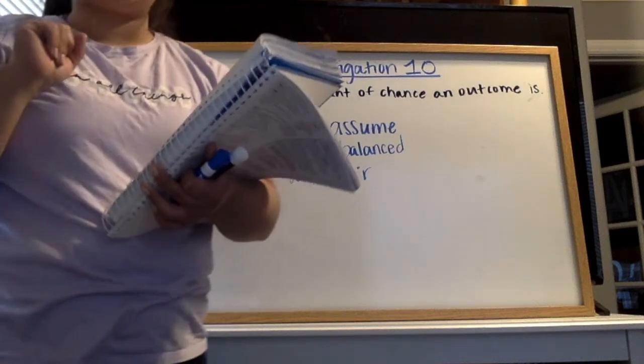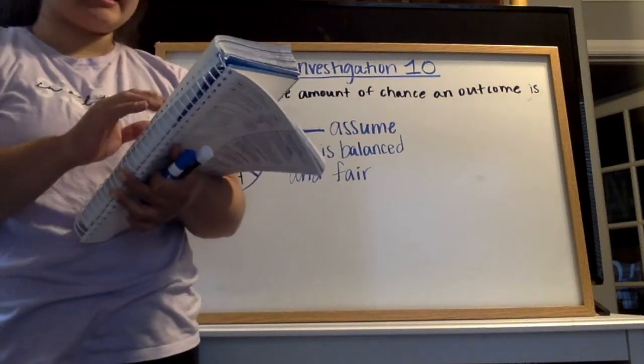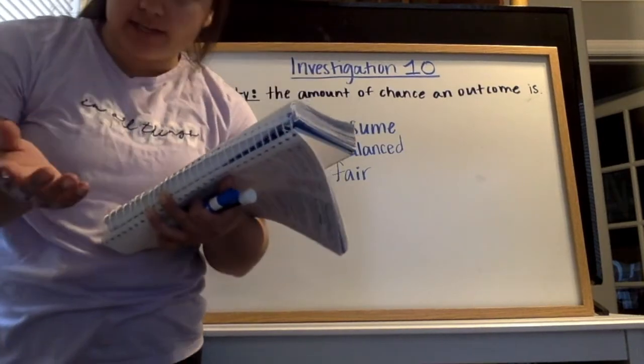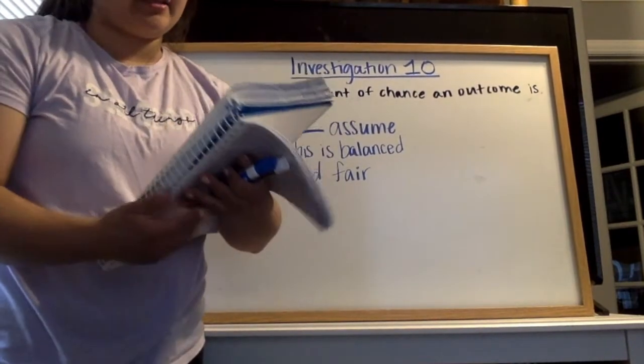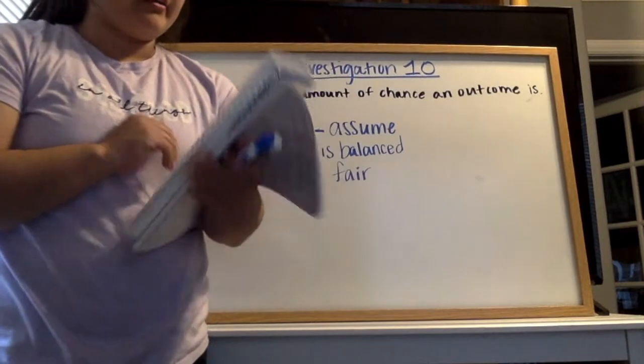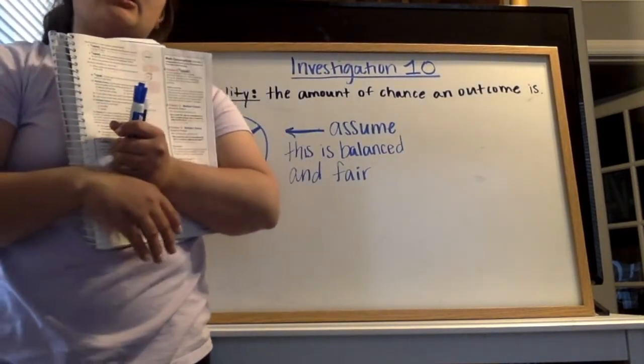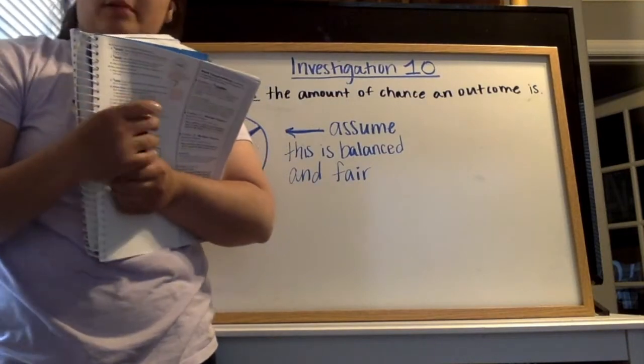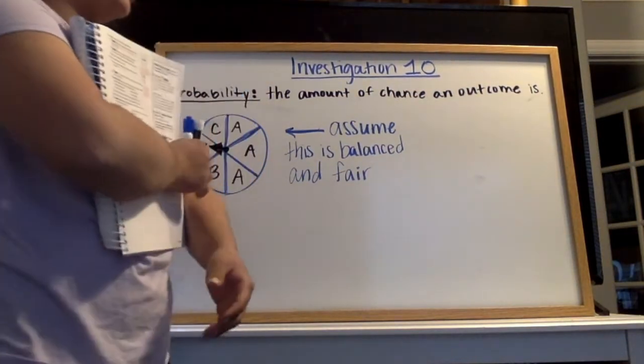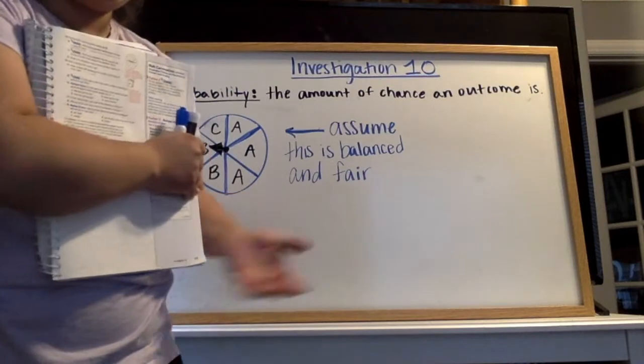Okay, we're going over investigation 10. This investigation goes over what probability is. We haven't done much probability this year yet, but if you think back to other grades, we have worked with probability before, and that's figuring out what the chance is of an outcome.